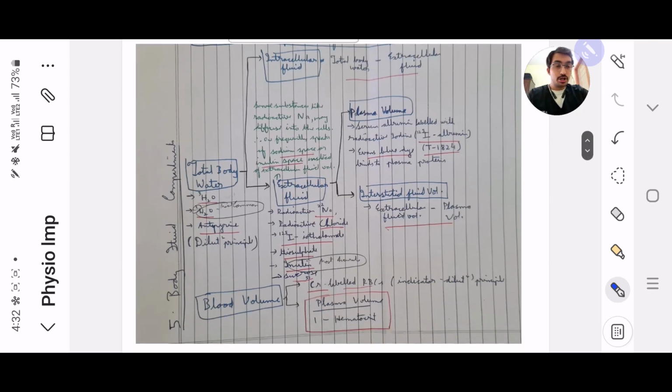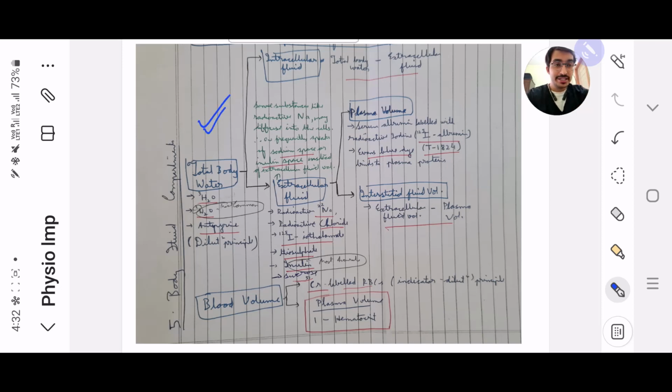Next is the total body composition, the water composition. They can always give you numericals related to this, but even if they don't give numericals, they can ask you what is used to measure that particular compartment volume. So this is what I had made.